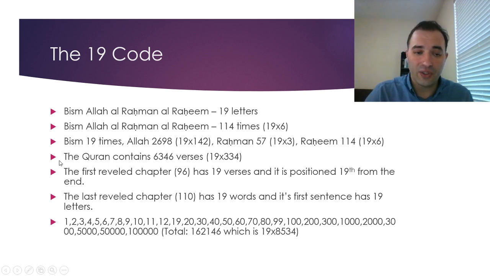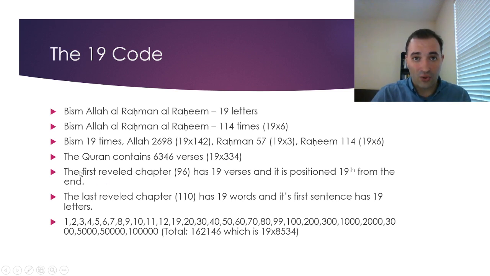Okay, let's continue. The Quran contains a total of 6,346 verses, which is 19 multiplied by 334. So it's not only the number of chapters that is a multiple of 19, also the verses. These 6,346 verses, it's 334 multiplied by 19.